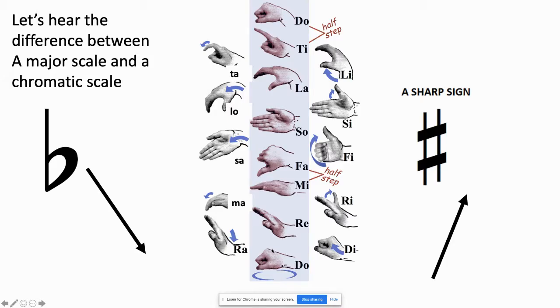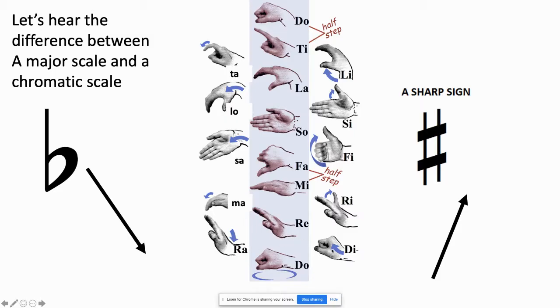So here's my major. Okay. And then our chromatic, again, where we kind of jet back and forth on the way up, and then we go back and forth on the way down.